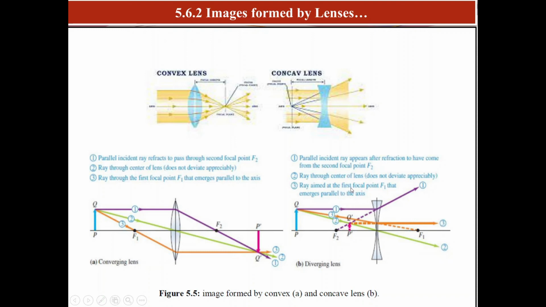So a ray aimed at the first focal point, F1, emerges parallel to this axis. With this, we can find the position of the image formed and the height of the image, following these three lines in the case of concave lens as well as convex lens.